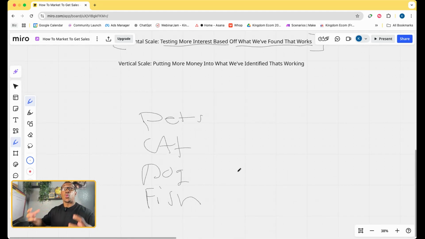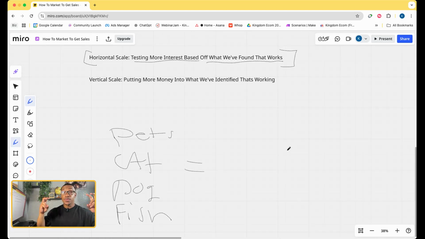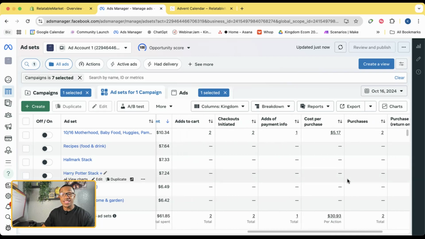And our goal behind doing this horizontal scale is to find something that works. And what we categorize as working is something that gets 3 purchases and has a good return on ad spend. So 1 purchase is like, oh yeah, that's cool, they liked it. 2 purchases is like, okay, this is not bad, that's not a fluke. But 3 purchases on an ad set lets you know that this is working out really well.